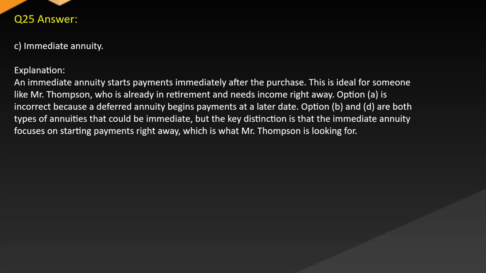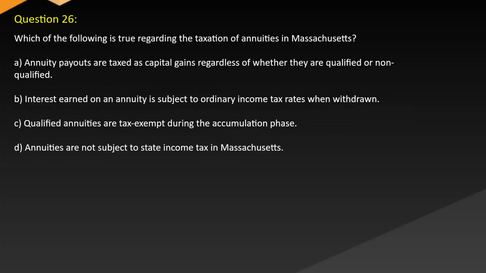Option A is incorrect because the deferred annuity begins payments at a later date. Option B and D are both types of annuities that could be immediate, but the key distinction is that the immediate annuity focuses on starting payments right away, which is what Mr. Thompson is looking for. Question 26.